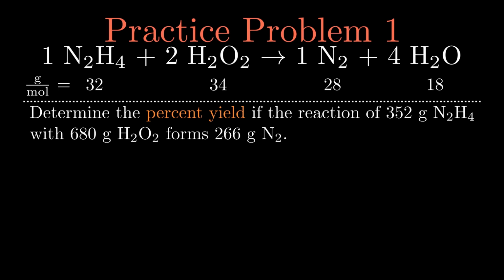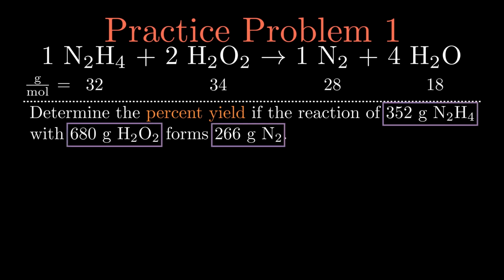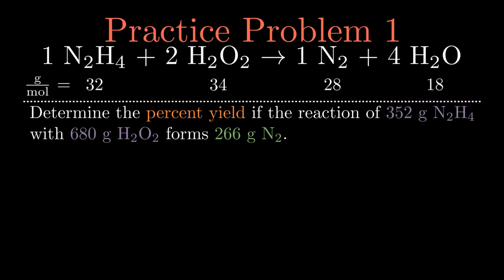For starters, there are three values given in the question. We know that this is percent yield, so one of the values must be telling us what actually happens in the reaction. Since the question states that the reaction forms 266 grams of nitrogen, we can identify that as the actual yield. This still leaves two values, both of which happen to be reactants, so this is also a limiting reagent question in disguise. For standalone limiting reagent questions, stick with your preference to determine which one it is. However, for questions like this, the first one I showed you should be your go-to method.